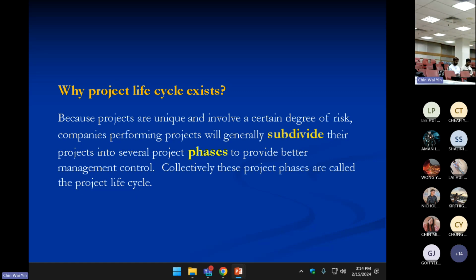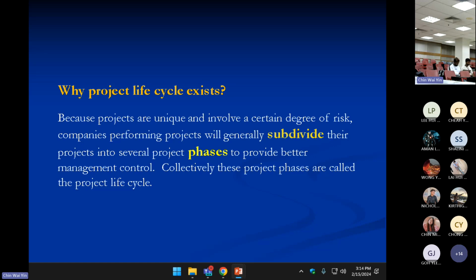We try to break it down into different stages so that we can manage each stage. So we know where we are in the project life cycle, right? That's why we break it down. We start dividing into phases so that we can easily manage and control. We know where we are.